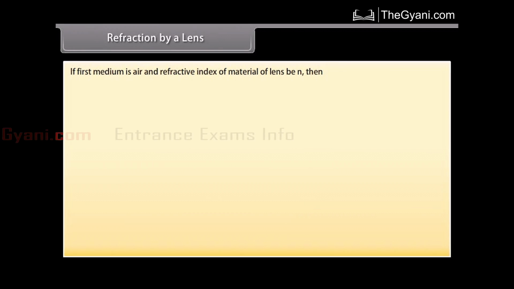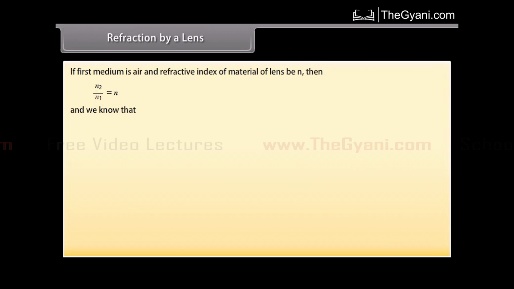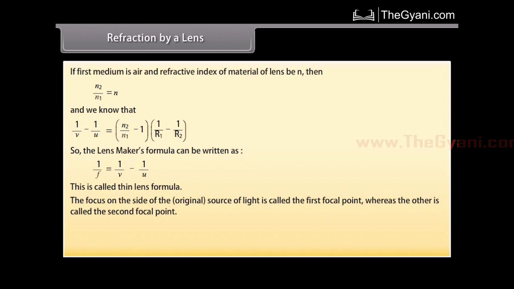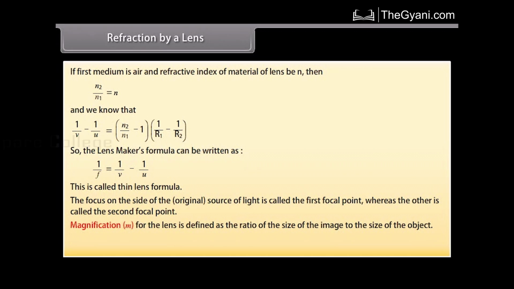If the first medium is air and refractive index of material of lens be N, then N2 upon N1 is equal to N. And we know that. So the lens maker's formula can be written as. This is called thin lens formula. The focus on the side of the source of light is called the first focal point, whereas the other is called the second focal point. Magnification M for the lens is defined as the ratio of the size of the image to the size of the object. M is equal to H' by H is equal to V by U.